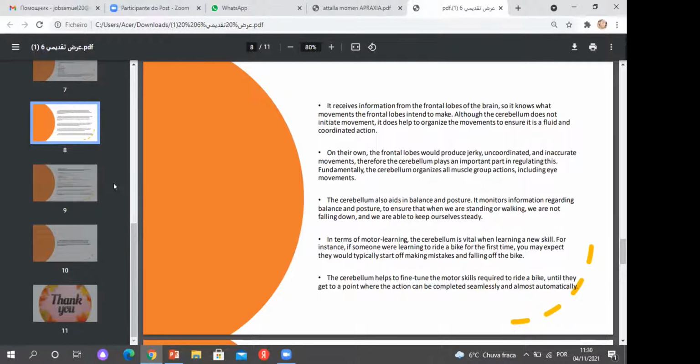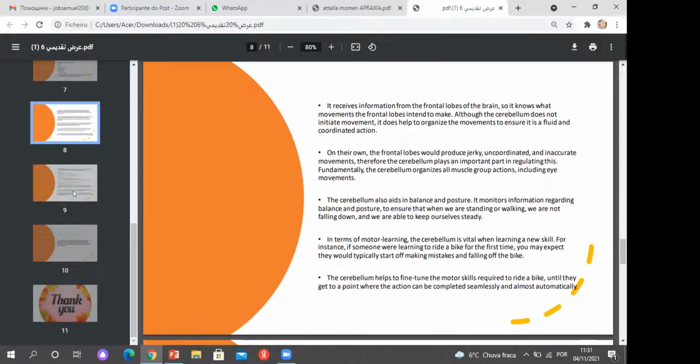The cerebellum also aids in balance and posture. It monitors the information regarding balance and posture to ensure that when we are standing or walking, we are not falling down and we are able to keep ourselves steady.